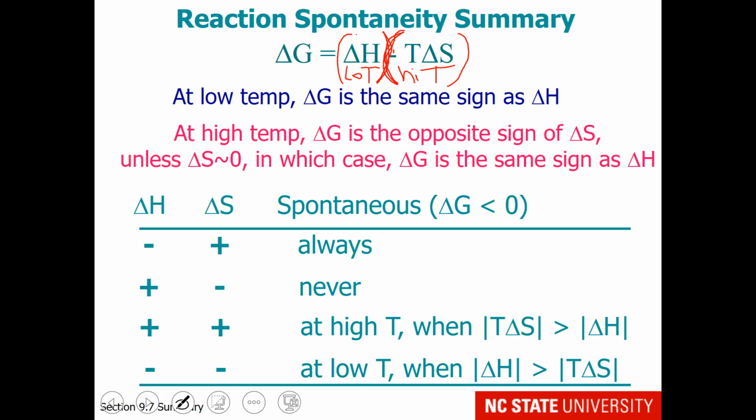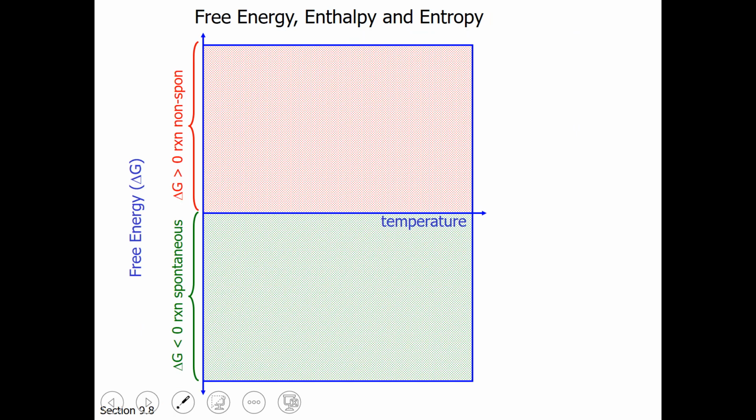Here is the summary of the different combinations that result in different signs for delta G. Reactions that are negative positive always are spontaneous. Reactions with the exact opposite sign, positive negative, are never spontaneous. I hope it helps to recognize that plus plus goes with high temp and minus minus is spontaneous at low temp. For those of you who like to think of this graphically with the slope of a line, here's another way to think about it.